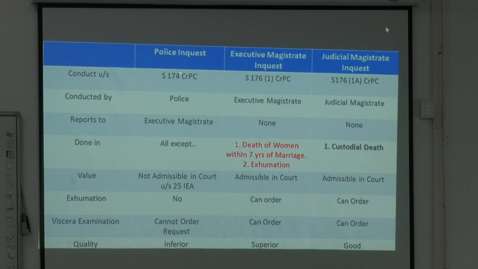These are the three inquests. Section 174 CrPC is the police inquest. Section 176(1) CrPC is the executive magistrate inquest. And 176(1A) is the judicial magistrate inquest. What happens basically is you can be asked to write a short note about police inquest. You can write the entire thing.